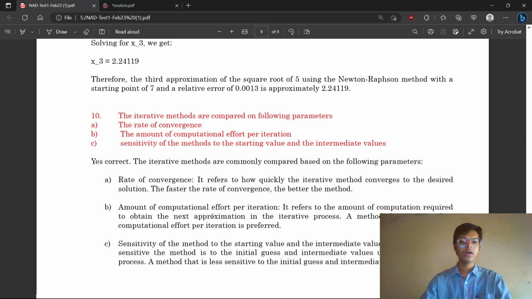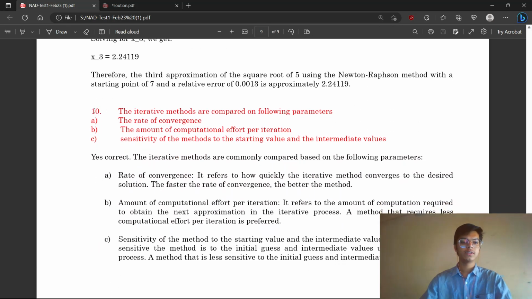true. Now in the 10th and last statement, it is given that iterative methods are compared on the following parameters. First is rate of convergence, second is amount of computational effort per iteration, and third is sensitivity of the method to the starting value and intermediate values. So yeah, it is also true, and we will see it.